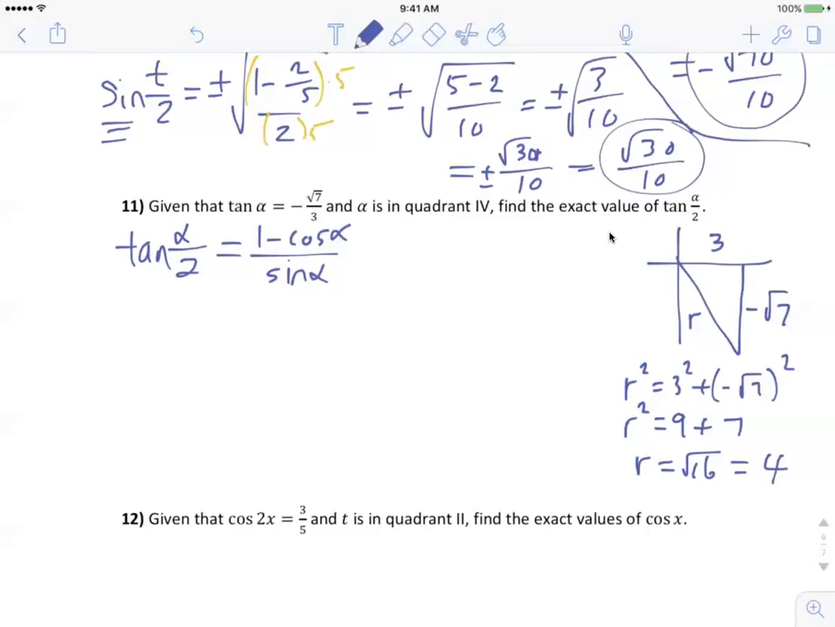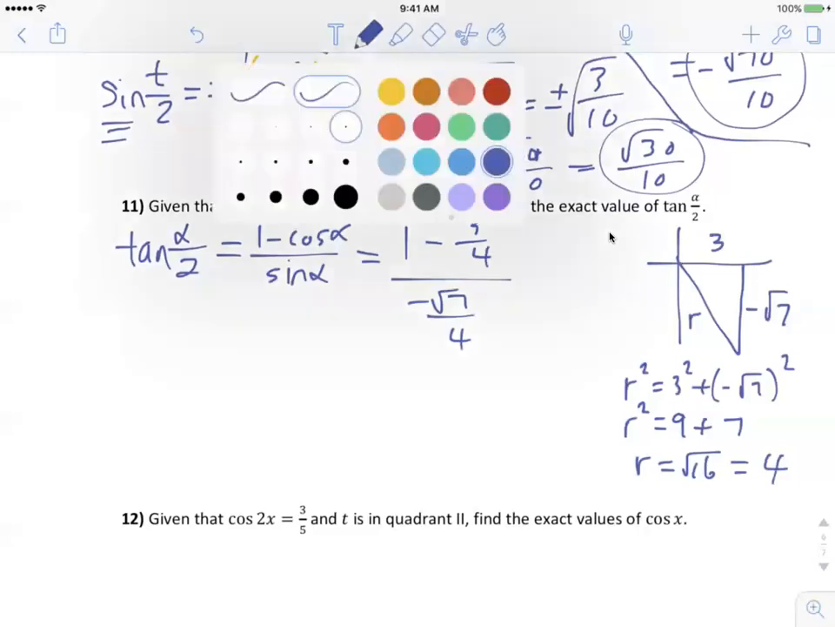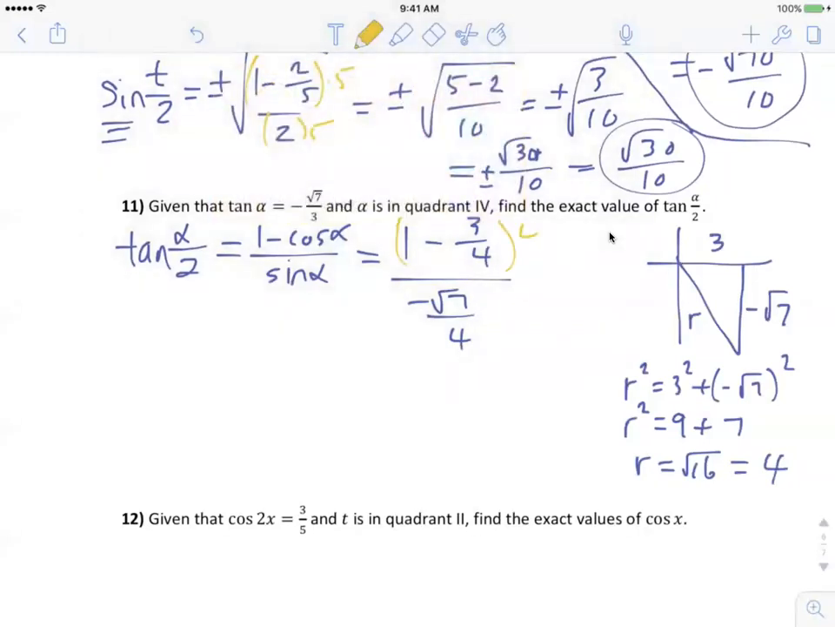Therefore, if I think about cosine theta, let's plug them in right here. What would cosine theta equal in this picture? Cosine theta is x over r. That's 3 over 4. Sine theta is y over r, negative root 7 over 4. Okay, complex fraction, we know how to eliminate those. Multiply everything by that denominator of 4. And if I distribute them, and on the top I have 4 minus 3. And then the denominator is just negative root 7.